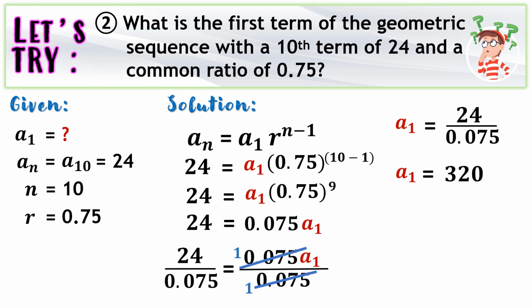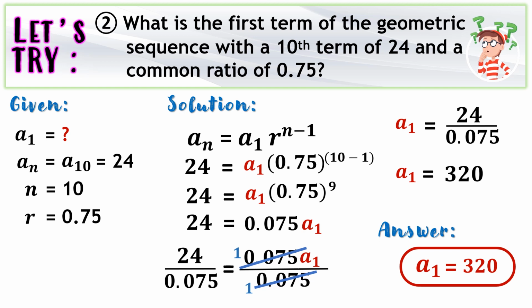So, kung isa-isahin natin yan, magsisimula tayo sa 320 times 0.75, that will be your a sub 2. Tapos, a sub 2 times common ratio, that will give you a sub 3. So, kung isa-isahin natin yan, makukuha natin ang a sub 10 natin na 24. So, hindi ko na siya ipapakita dito since we are saving time para sa inyong activity. Okay, so that means our answer is a sub 1 is equal to 320.